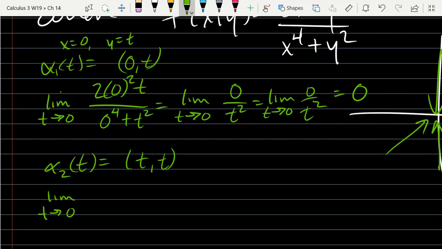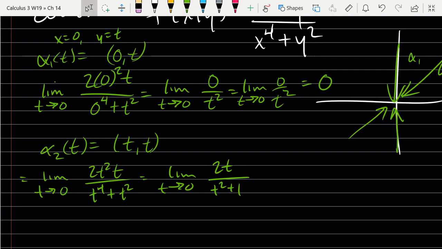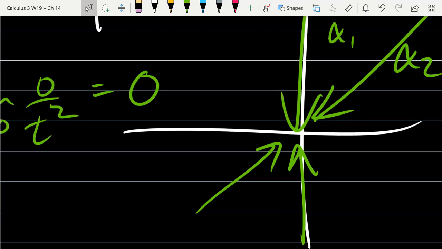All right, so any questions on that 0 path or 0 value? You don't have to make the choices I'm making. I'm just going to pick (t, t), which will be the diagonal x equals y approach right there. Same t approaching 0. Now we're going to have 2t squared times t over t to the 4th plus t squared. So I can factor out a t squared and cancel. When t approaches 0, I have 0 over 0 plus 1, which is 0. So alpha 2 gave me the same value. Did anybody find a path that did not give 0?